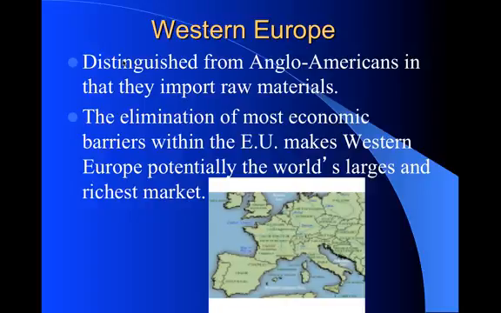Western Europe is distinguished from Anglo-America in the sense that they import raw materials. This is very different from America. America exports raw materials. Europe has to import raw materials. This is why the EU makes so much sense in this area of the world, because if all those countries are importing goods, then they might as well work together.